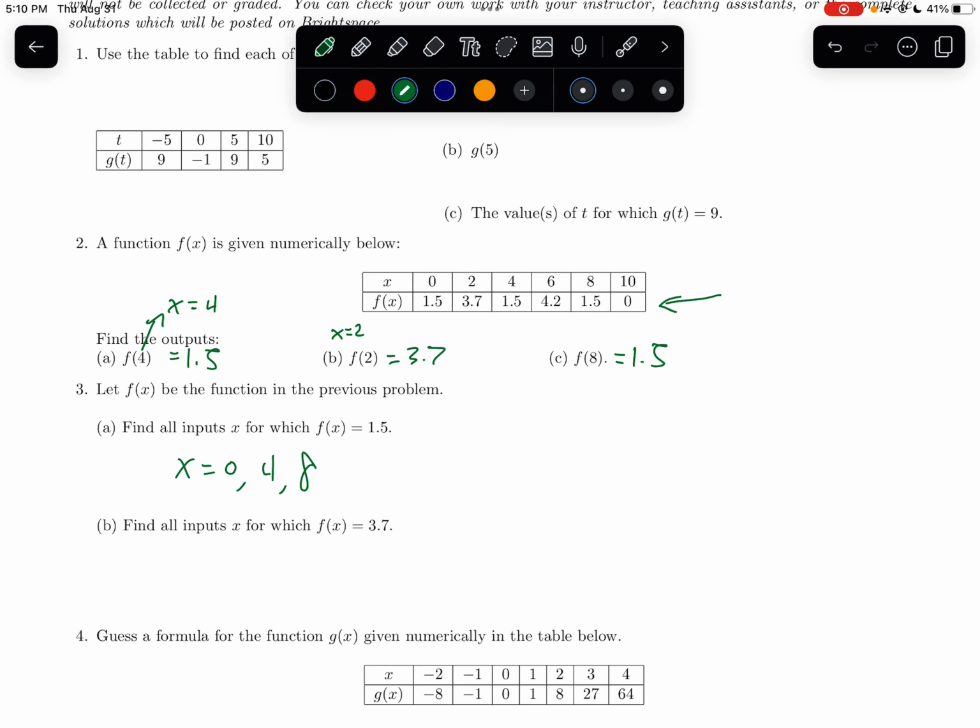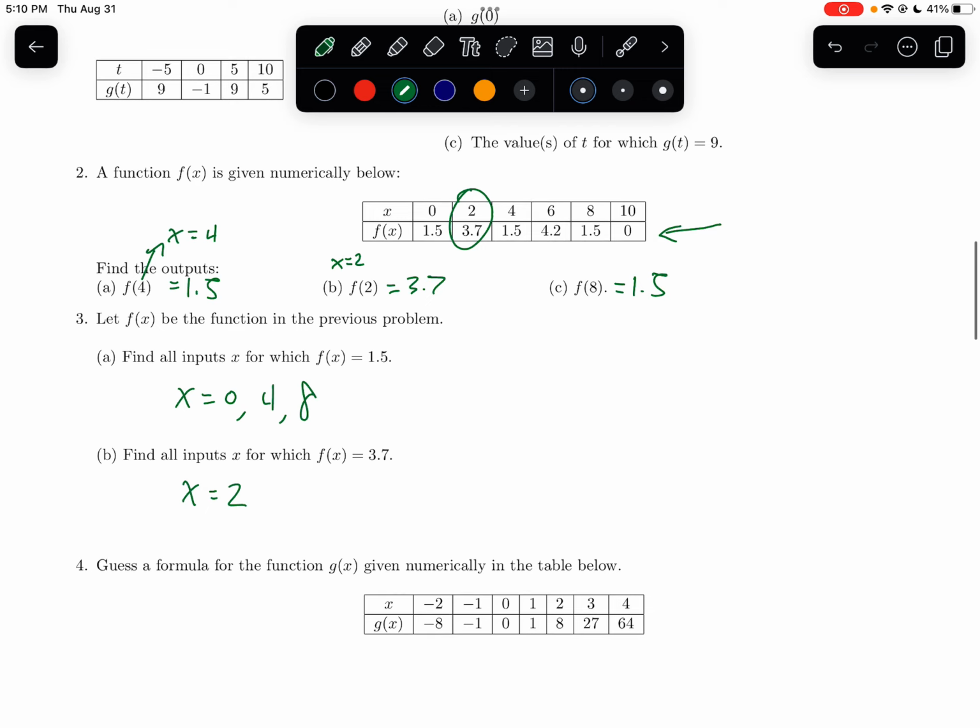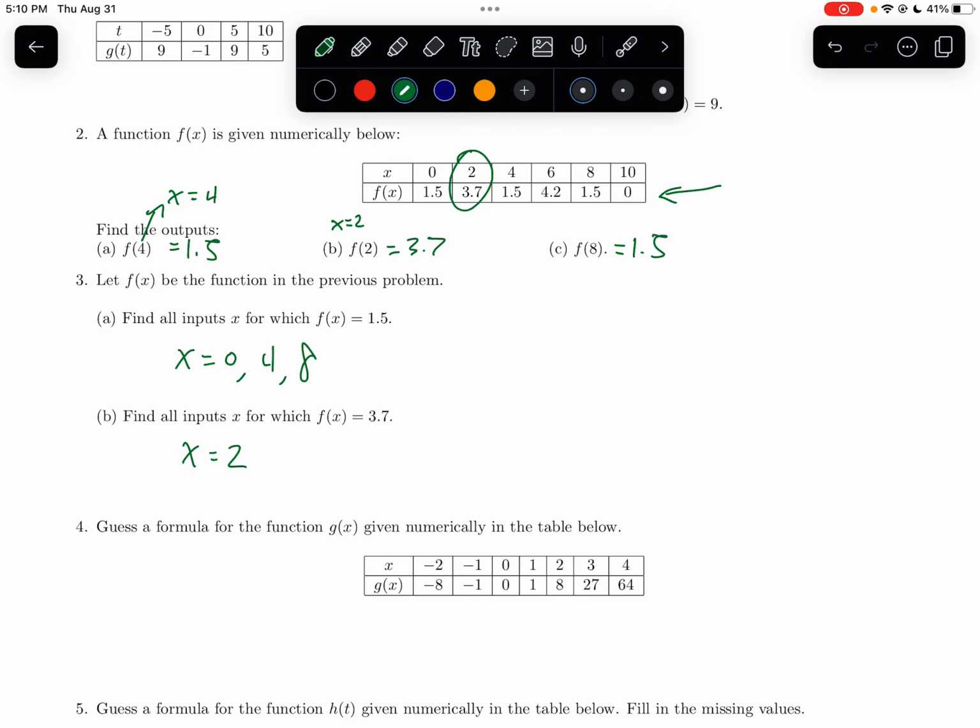Next part, we're asked for input values for which the output is now 3.7. So looking at the second row, 3.7 is only there. And so this would be at x equals 2. Okay.